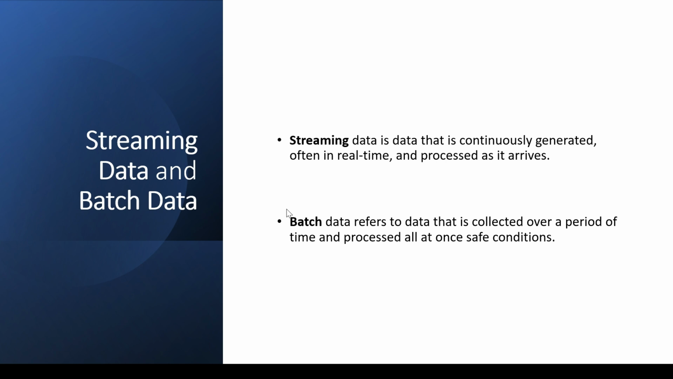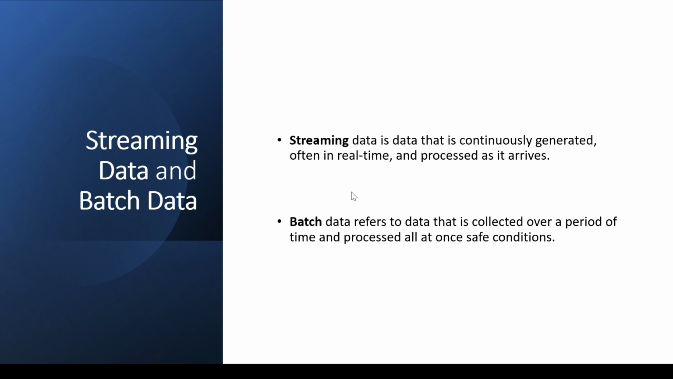Okay, so now we need to understand the difference between streaming data and batch data. You must be aware that there is a batch type of data and a streaming type of data, right? A lot of companies use these to process data and get business insight out of it. Streaming data is data that is continuously generated in real time and processed as it arrives. This approach is ideal for time-sensitive applications where the value of the data diminishes if not processed immediately, right?